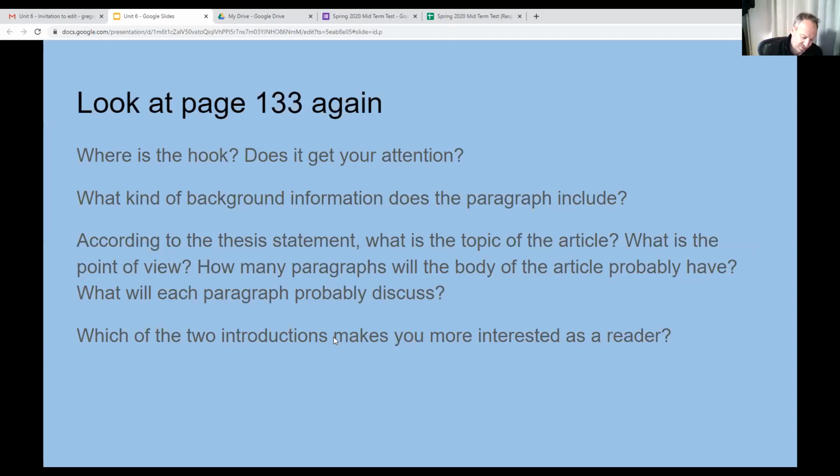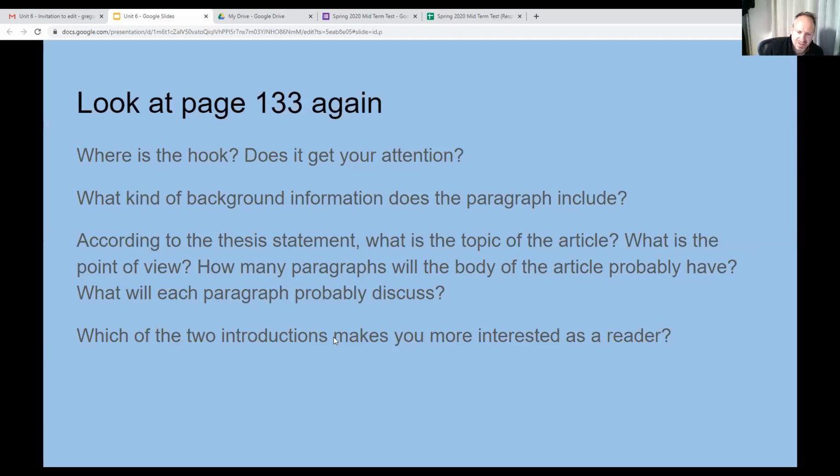What's the point of view? Yep, they're saying no technology is perfect. It's giving you the good and the bad points. How many paragraphs will the body of the article probably have? The thesis statement says there will be 3 examples. So I think this will follow a fairly standard 5-paragraph essay with an introductory paragraph, 3 main body paragraphs, each one describing, outlining one of the examples. And then, of course, the final paragraph is the conclusion.